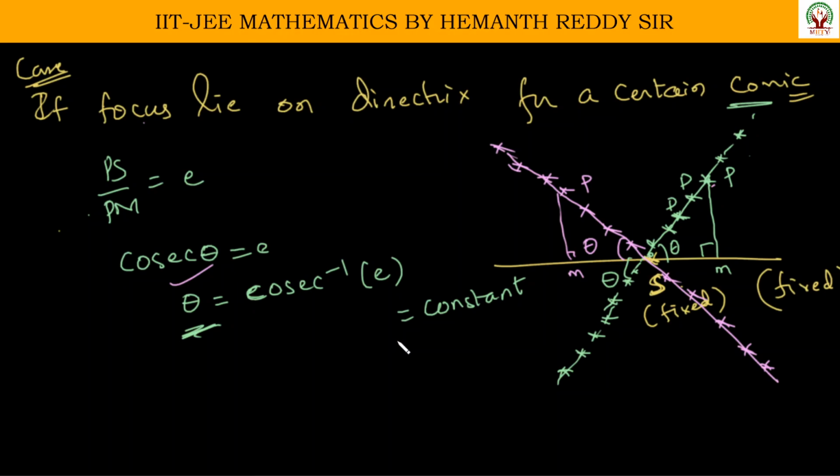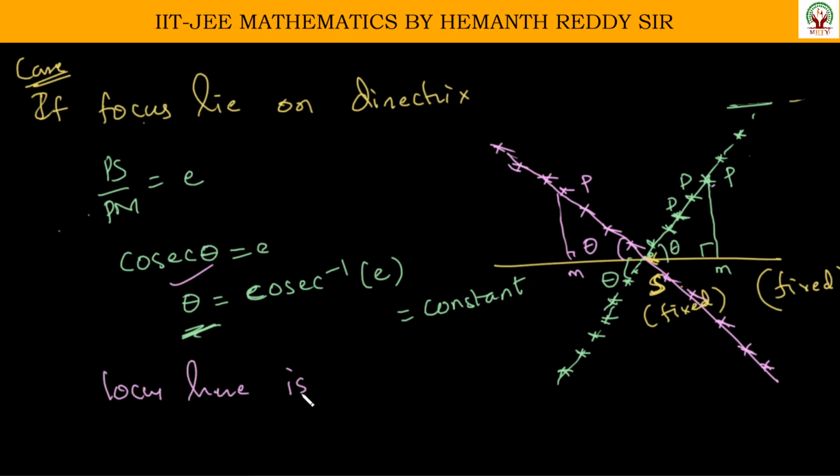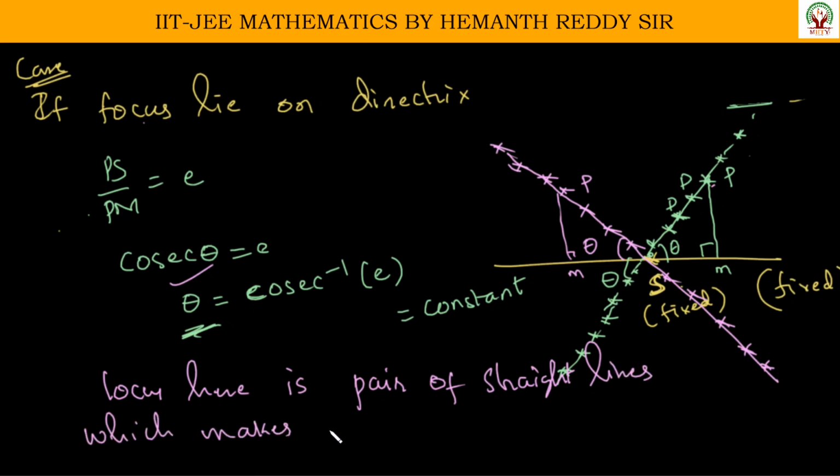If P is anywhere on this line, obviously theta will be constant. So the locus in such a case, ఈ కేసులో locus ఏమవుతుందంటే, if the focus lies on the directrix, certain conic కూడా అవసరం లేదు, the locus here is a pair of straight lines which makes a constant angle theta, which is cosecant inverse E, with the directrix.